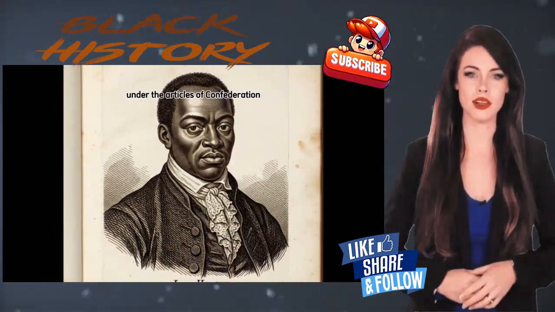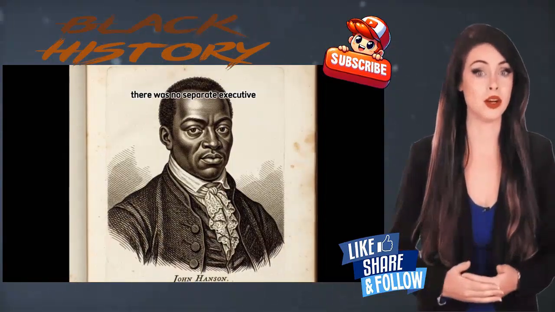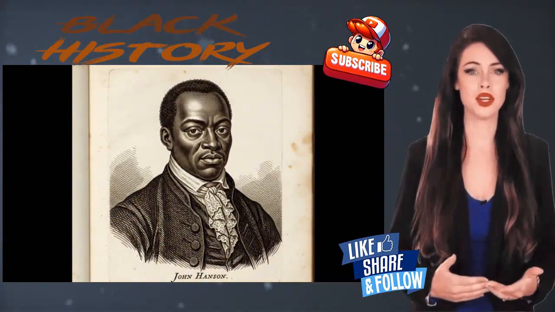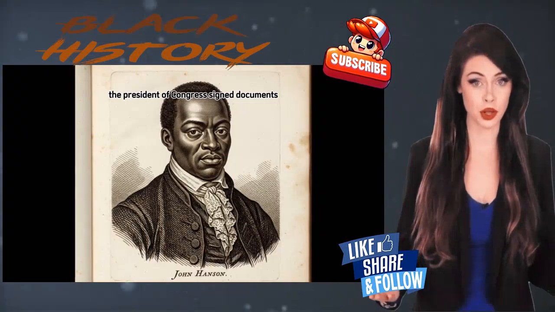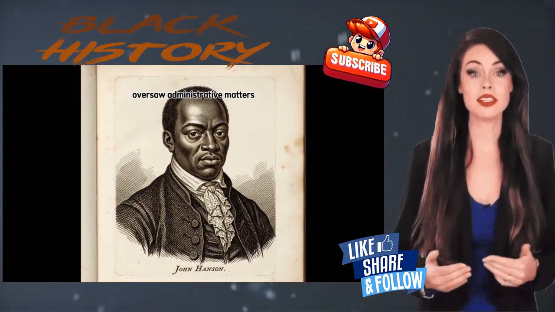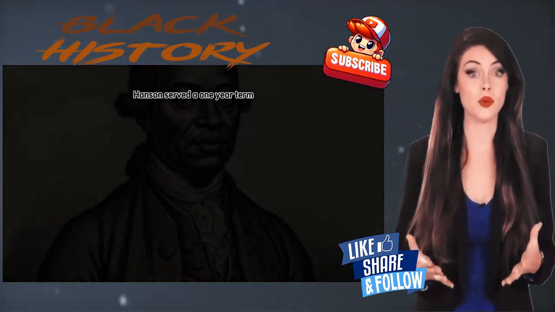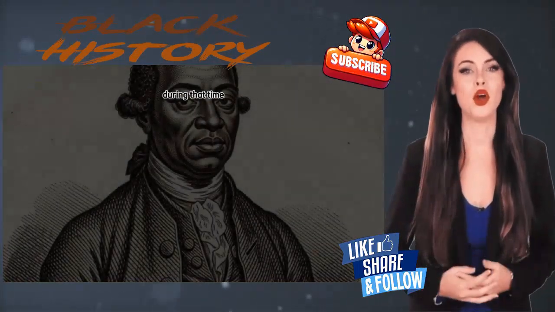This was not symbolic. Under the Articles of Confederation, Congress was the national government. There was no separate executive. The President of Congress signed documents, corresponded with foreign powers, oversaw administrative matters, and in many ways embodied the leadership of the nation. Hanson served a one-year term.